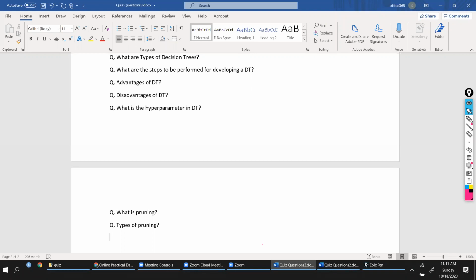Okay, what does entropy calculation mean? What is entropy? Measure of impurity. Entropy is nothing but measure of impurity or measure of variability. Very good.